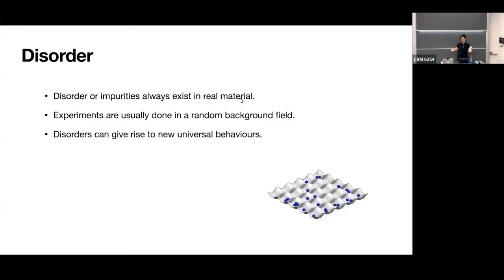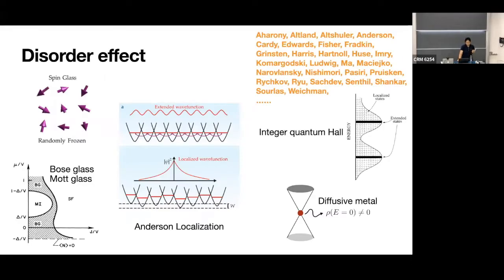Sometimes disorder provides some frustrating noise, but this is not always true. Sometimes it's very interesting: disorder can give rise to new universal behavior, which can be even more robust than what we can have in the clean system. So there are many interesting consequences due to the disorder effect. A lot of people have devoted themselves to this area for decades, so there are really many names. If I miss anyone, I say sorry for it.